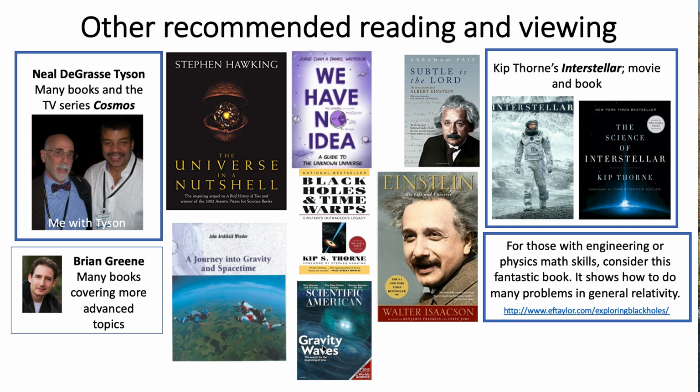Scientific American as a resource can't be beat. It's a science magazine that comes every month and it frequently addresses the topics we're interested in. Two books about Einstein. This one by Abraham Pais is particularly good because Pais worked with Einstein up until Einstein's death in 1955 or so. And the Isaacson book became a series on TV. You might be able to find that.